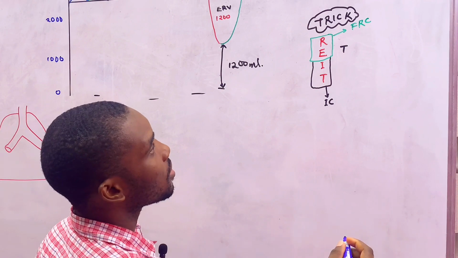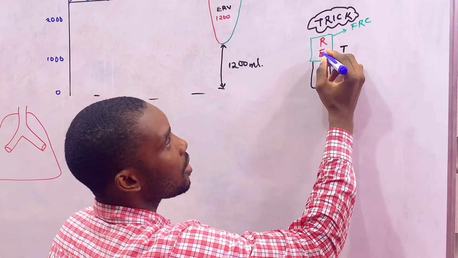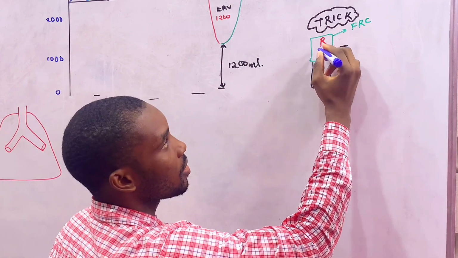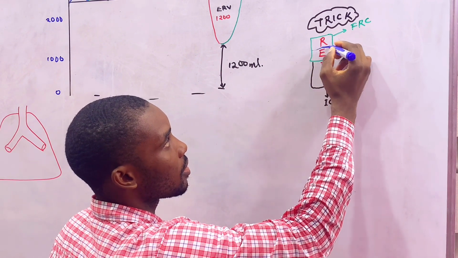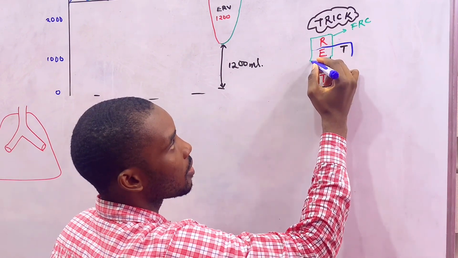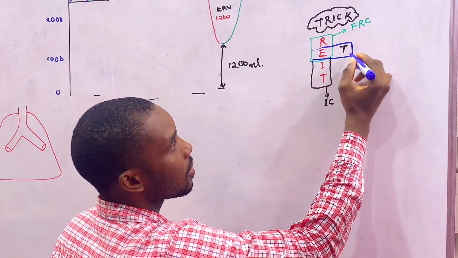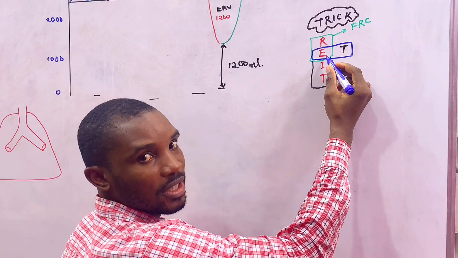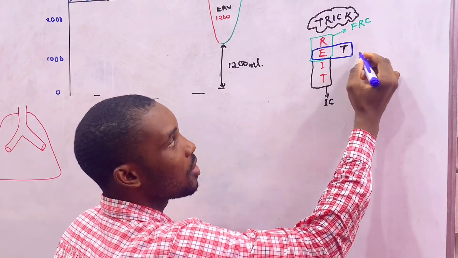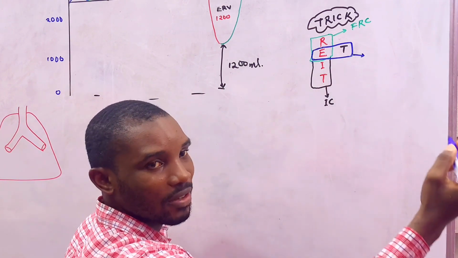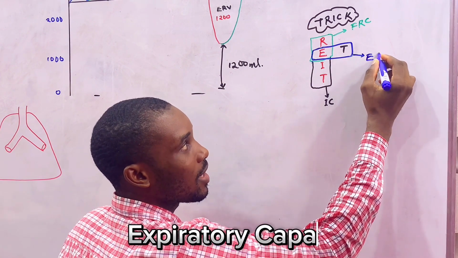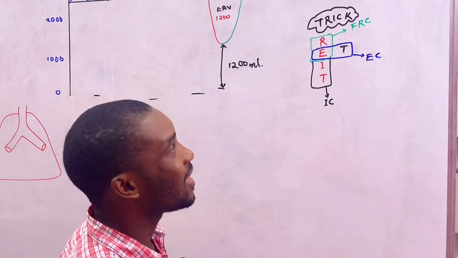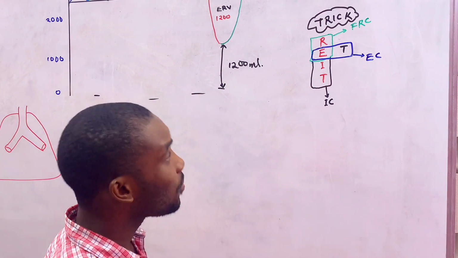Next one, you take your E and take your T. That's your expiratory reserve volume and your tidal volume, to give you what? I'm sure you heard expiratory reserve volume, so you're expecting expiratory capacity. All right, and then the last one, but not the least, is what?